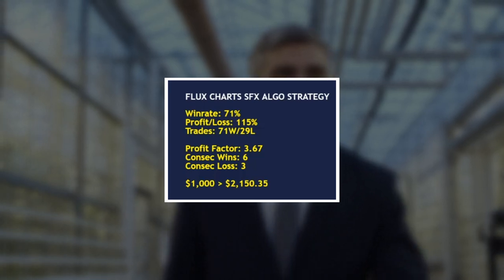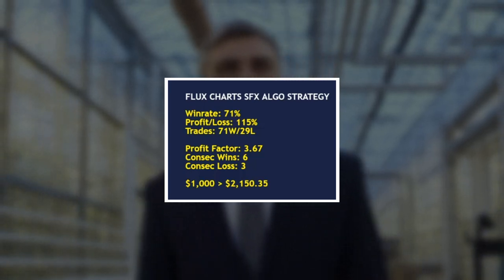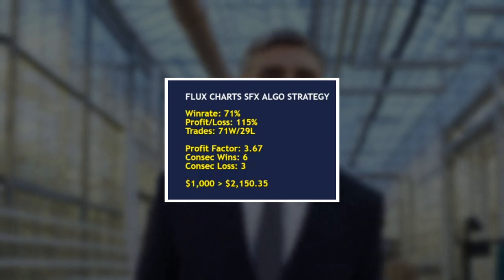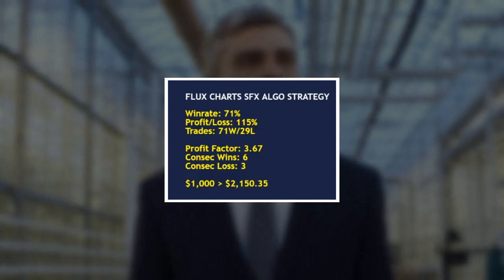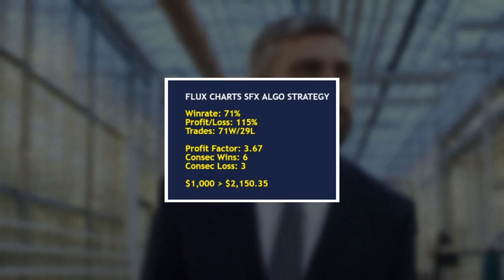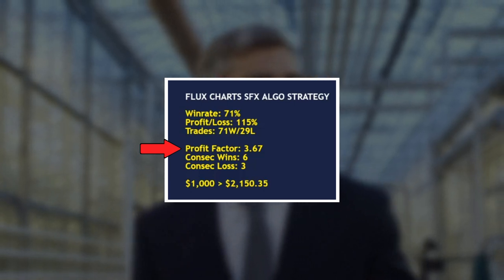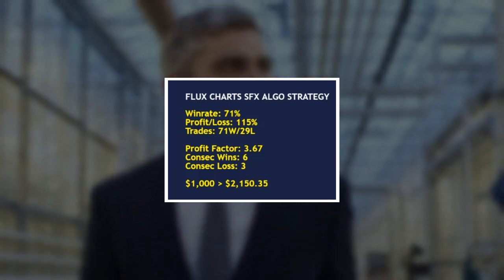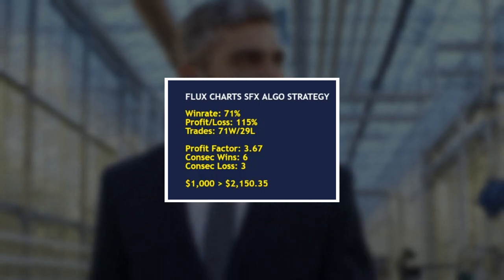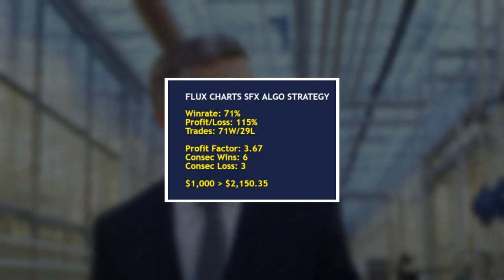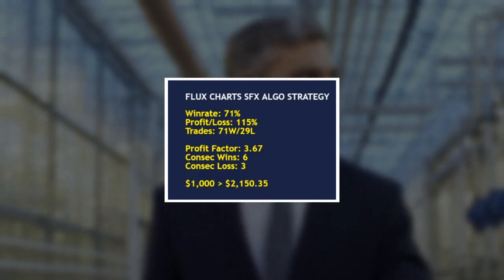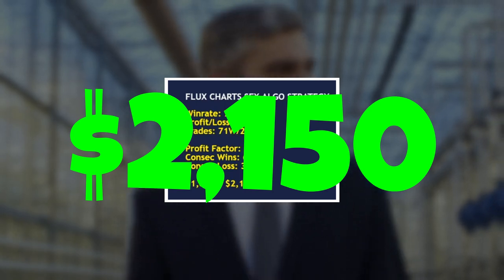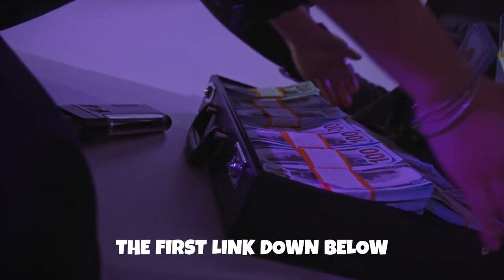And here are the results for the Flux Charts SFX algo strategy. We had a win rate of an amazing 71%, giving us 115% profit on the account. And we had 71 wins and only 29 losses with a profit factor of 3.67. The best part about this is we had 6 consecutive wins over only 3 consecutive losses, which will do absolutely wonders for your psychology when trading. But we took the account from $1,000 all the way up to $2,150.